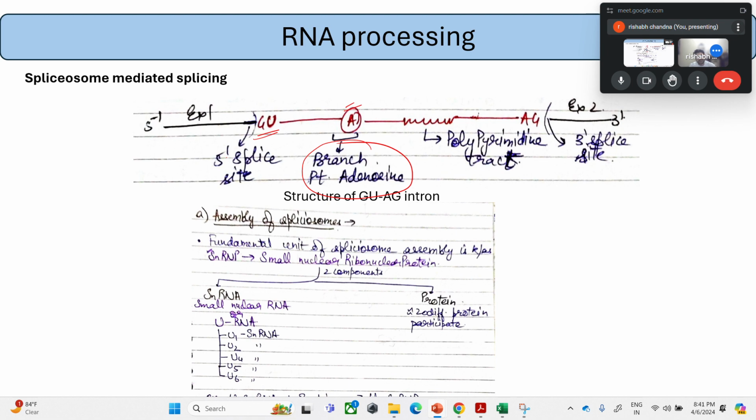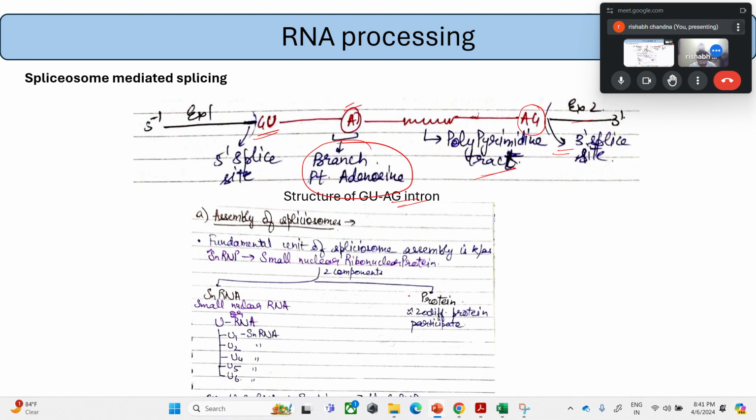ribonucleoproteins. Then we have a sequence of polypyrimidine tract. Then at the end of the intron we have an AG sequence. This is the 3 prime splice site and this is the exon 2. So this is the structure of the GU-AG intron that is most commonly found.